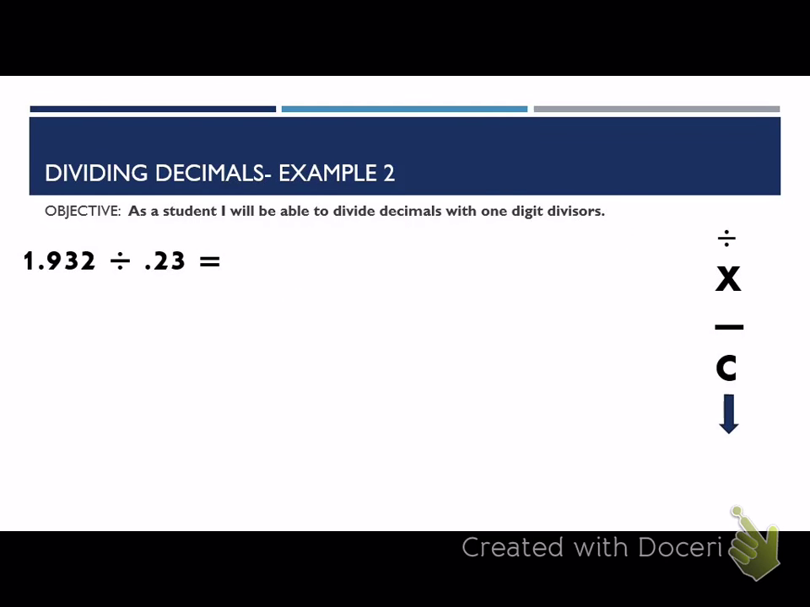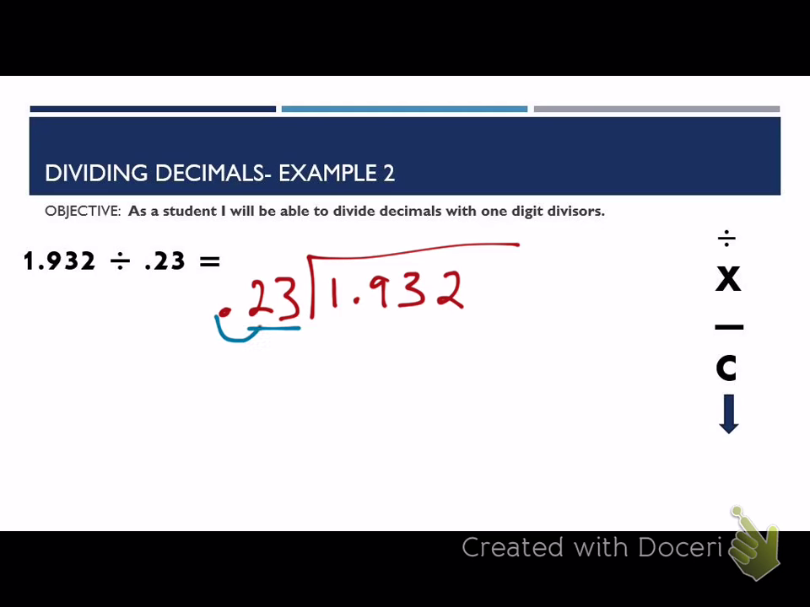Okay? Listen, you guys need to make sure that you are very careful in how you do this. This one is a little bit different than any of the other ones that we have done. We have 1 and 932 thousandths. We're going to divide it by 23 hundredths. Now, this one, if you look very closely, we have 2 numbers between the decimal and the wall.